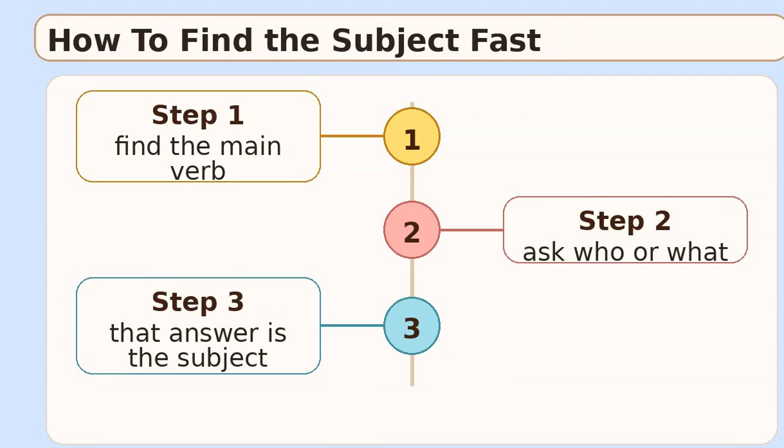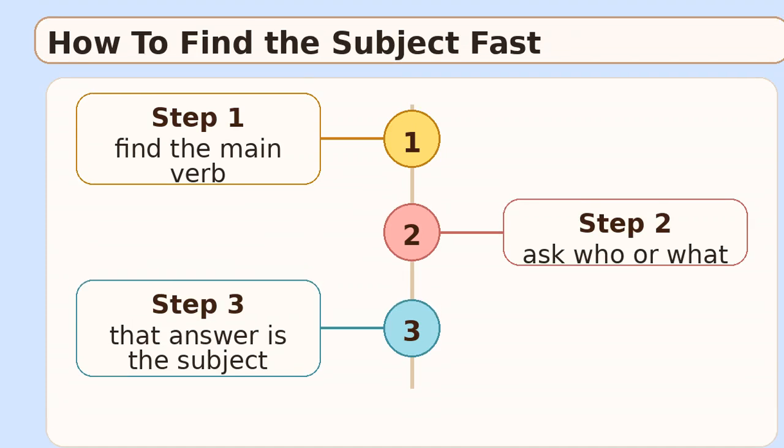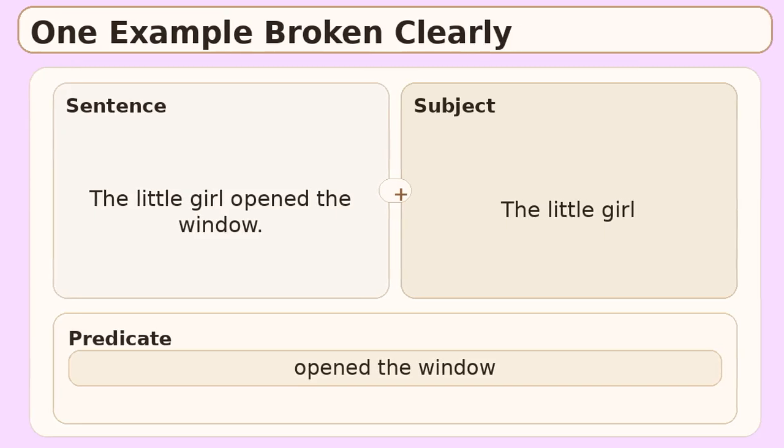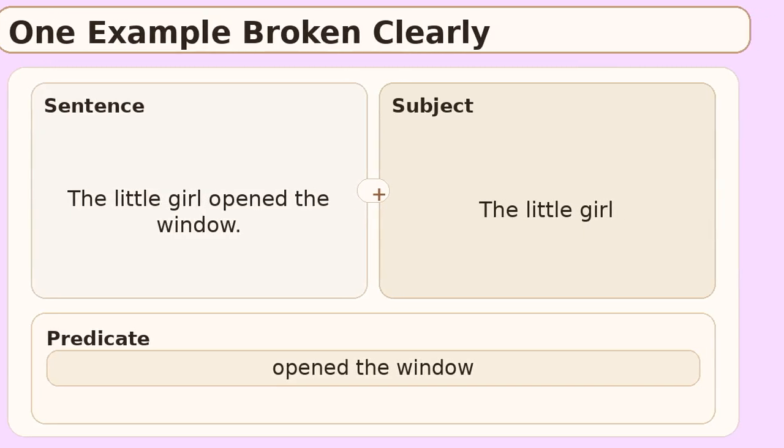When you want to find the subject quickly, start with the verb. Then ask who or what performs the action, or who or what is being described. Once you know the subject, the rest of the sentence usually becomes the predicate. It includes the verb and all the important information linked to it. Let us break one sentence very clearly. This kind of analysis helps you build confidence before we move to more difficult structures.